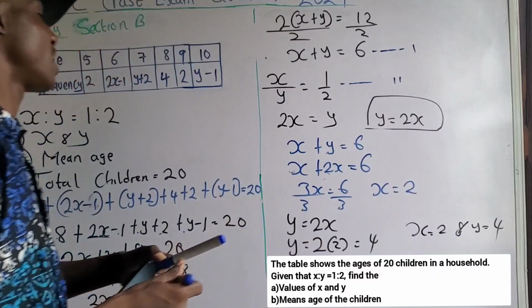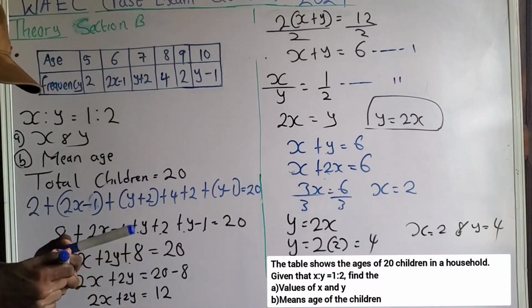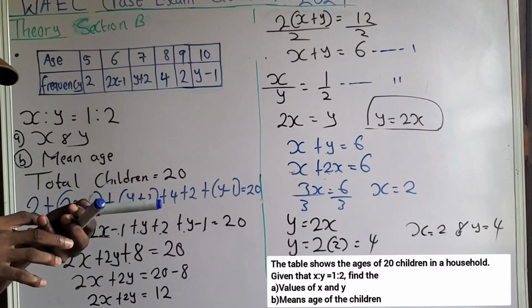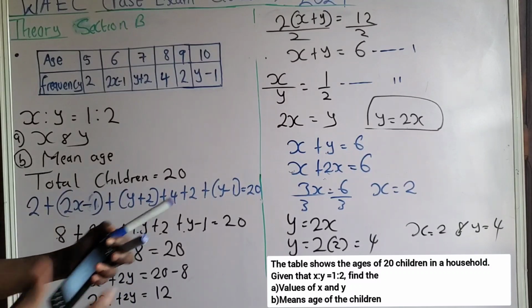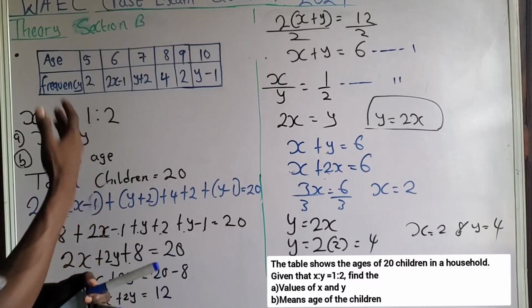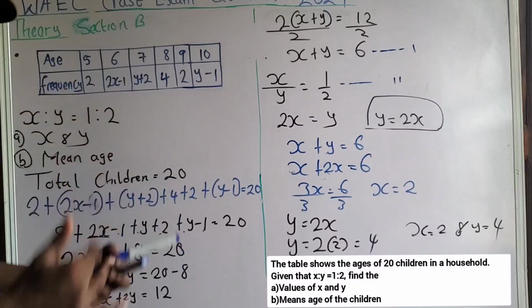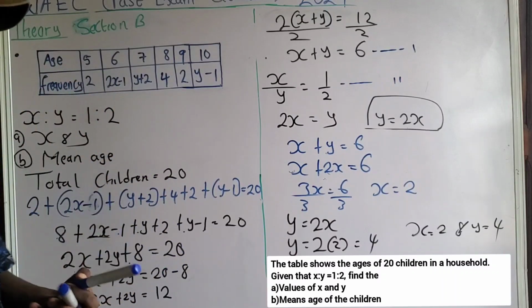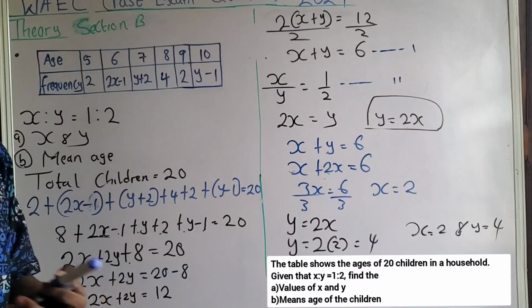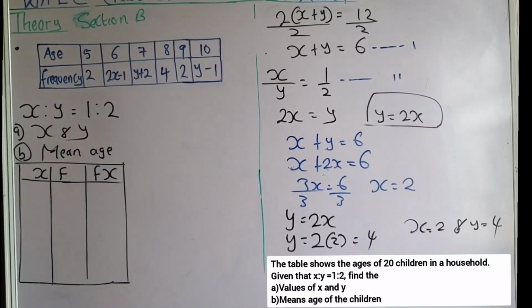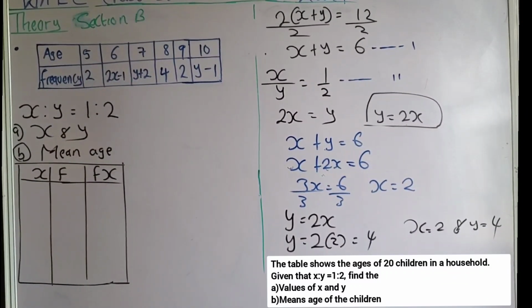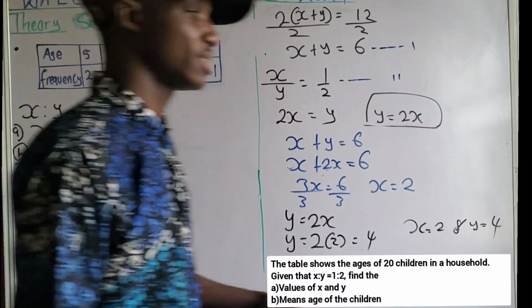Now, having gotten the value of x as 2 and y as 4, we can proceed to calculate the mean age. Mean means average. That is the summation of the frequency times the age, all over the total frequency. And we know that the total frequency is 20. Frequency represents the total number of children. So this is the table that I'm going to use to calculate the mean.